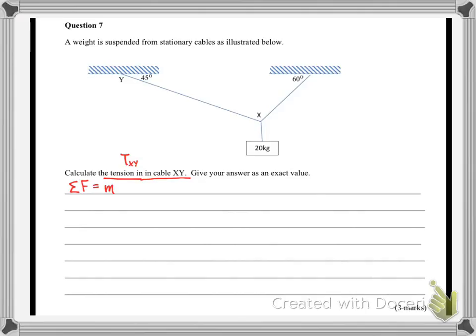Okay. So always when we're looking at forces, we use Newton's second law. The sum of all the forces, our net force, is equivalent to the mass times the acceleration. Okay. Now, what do we know about the situation? Well, first off, it is suspended from stationary cables, so it's not moving. So what can we conclude? Well, if it's not moving and it's stationary, we can say something about its acceleration. Its acceleration will be 0.